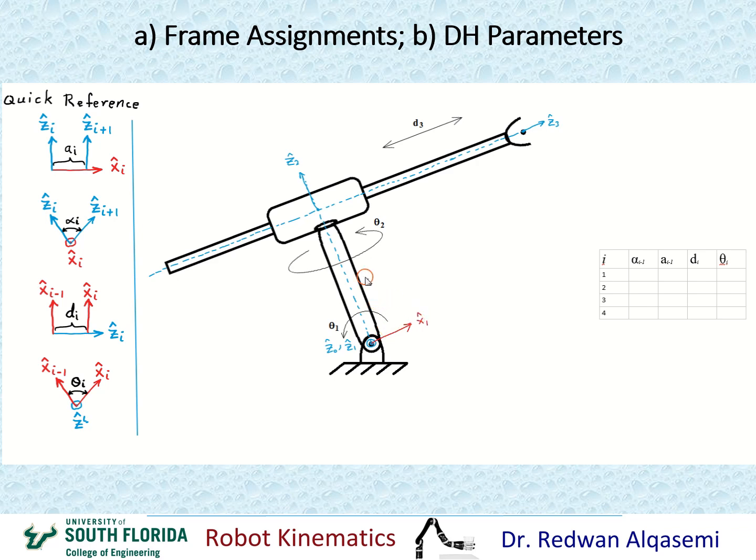Now for x2, it's the common perpendicular between z2, this line, and z3, this line. So x2 will have to be at this point right here. That's the point of intersection, and it will have to be a common perpendicular between z2 and z3. Again, we can choose it either into the board or out of the board. I'm going to choose it out of the board in this case. So I will circle this line, and this would be my x2.